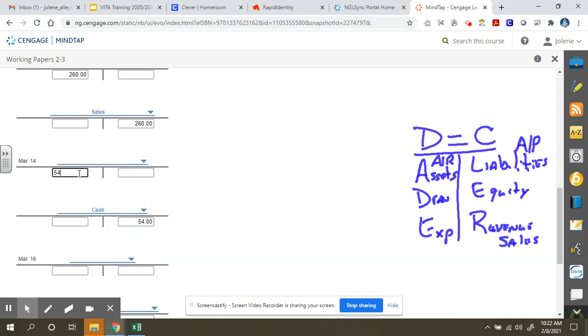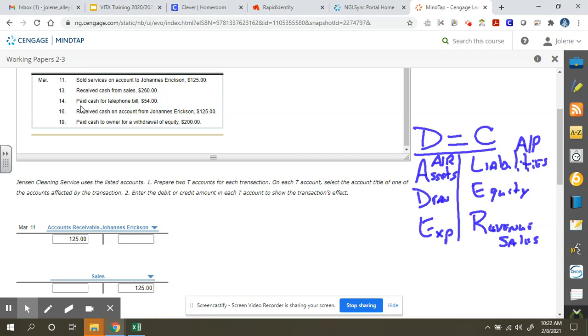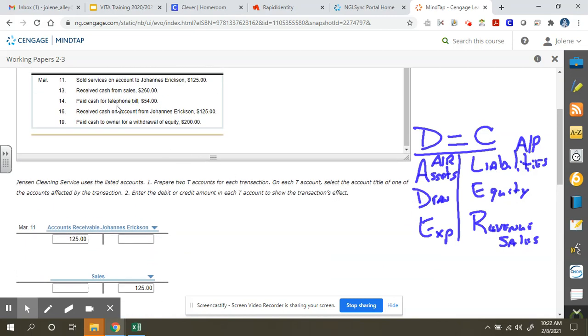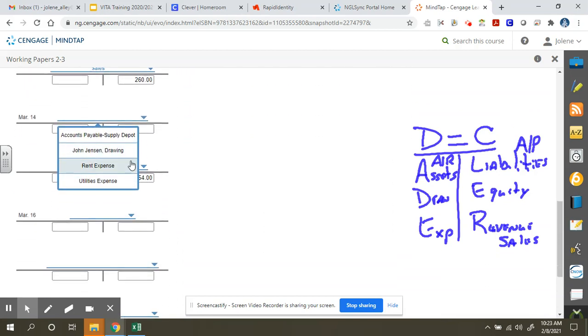Here we have $54 and we have to figure out what goes in this spot. Our options are accounts payable, Supply Depot. Well, this transaction says nothing about Supply Depot. It says paid cash for the telephone bill, so it can't be that one. John Jensen drawing. The drawing account is when the owner takes money out of the business to use it for his personal life. This says that this went to the phone bill, so it can't be drawing. Rent expense, it says nothing about rent.